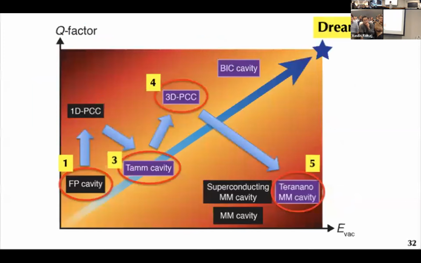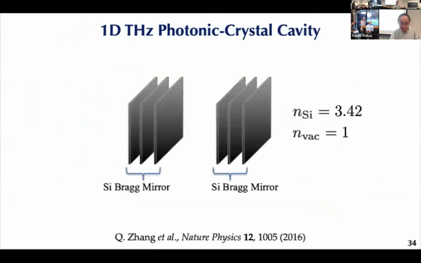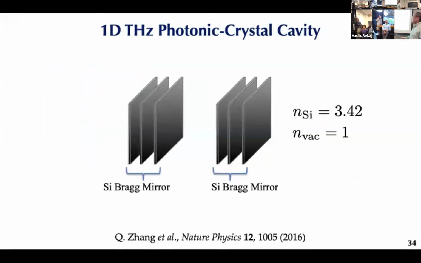So let me move on to the one-dimensional photonic crystal cavity. The idea is we start with a photonic crystal, which is a periodic photonic system that has a photonic band gap, and then we remove one of the plates, which introduces a defect state, the photonic cavity mode. In reality, this is a repetition of silicon, vacuum, silicon, vacuum, and then after removal of the central layer.